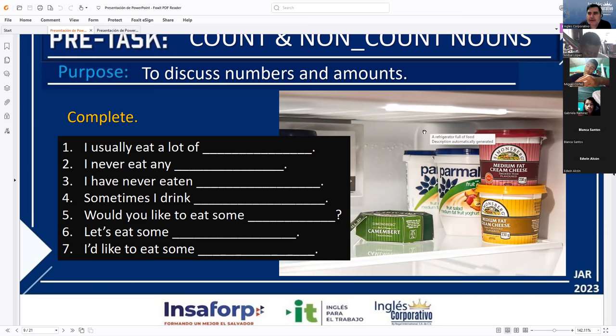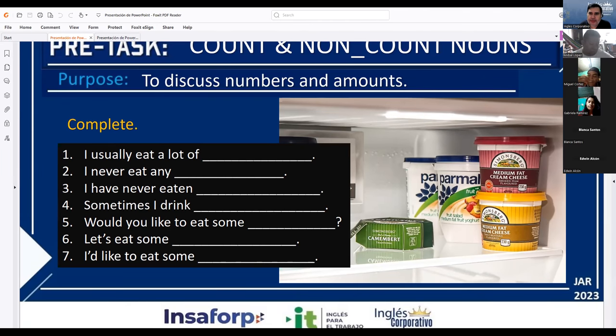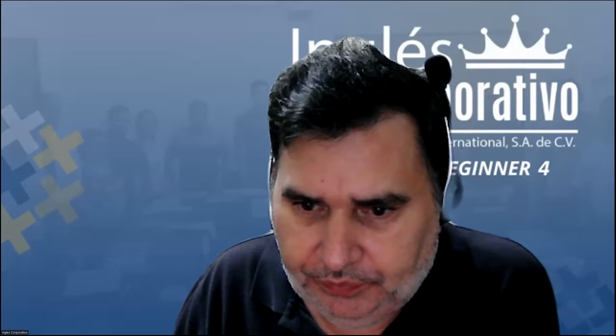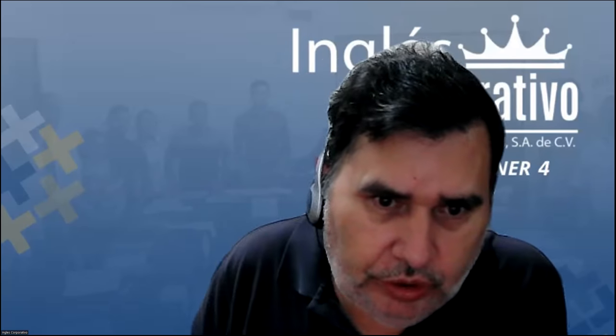Okay, whatever you have, let's go to the groups and let's tell our partners. Let's go to the groups, tell our partners what food we usually eat, never eat, have never eaten, etc. Share the information with your partners. The groups are opening, please join. Please connect, join the groups.